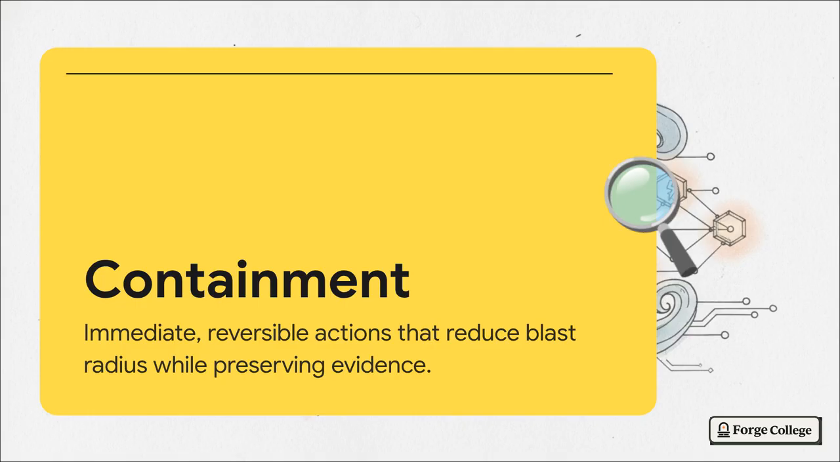Now, what's really interesting about this next slide is our specific definition of containment. Containment actions must be 2 things: fast, and honestly, most importantly, incredibly easy to roll back. If you reroute traffic to a backup node, you need a one-line command to flip it right back if things somehow get worse. Your goal here isn't to fix the underlying bug. Your goal is to reduce the blast radius, meaning limit how many users are actually affected and stop the bleeding while preserving evidence for the developers later.